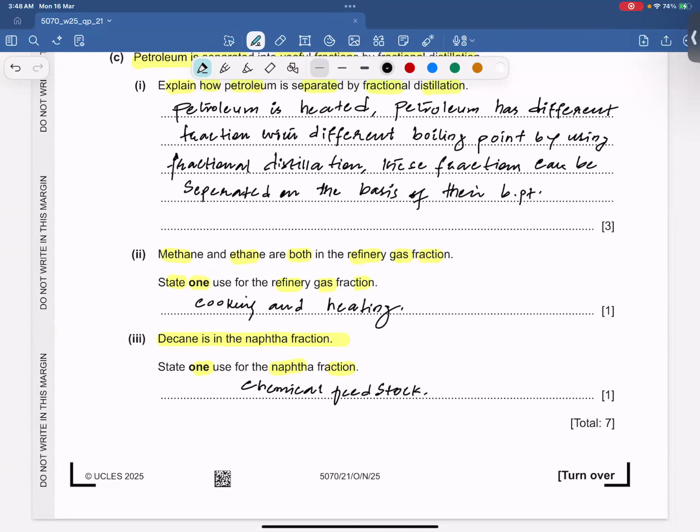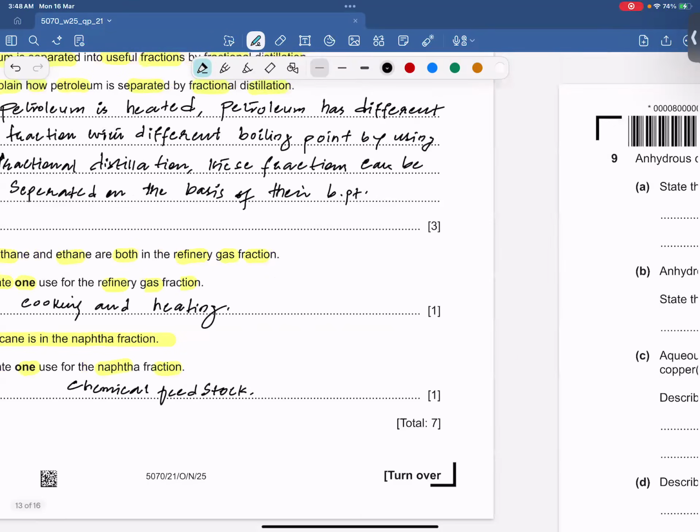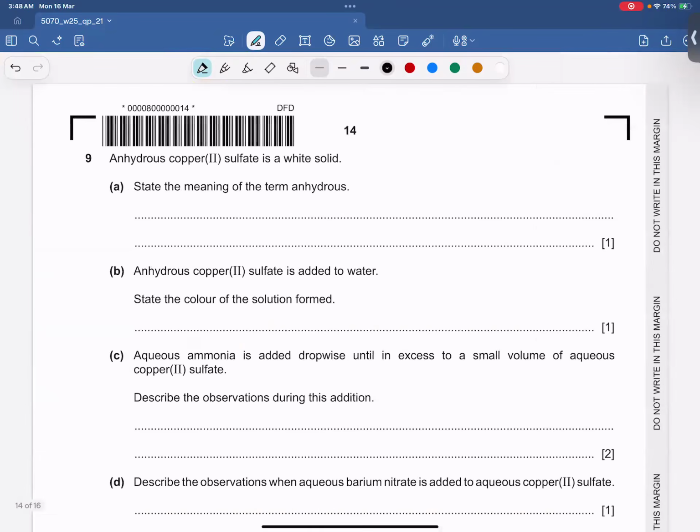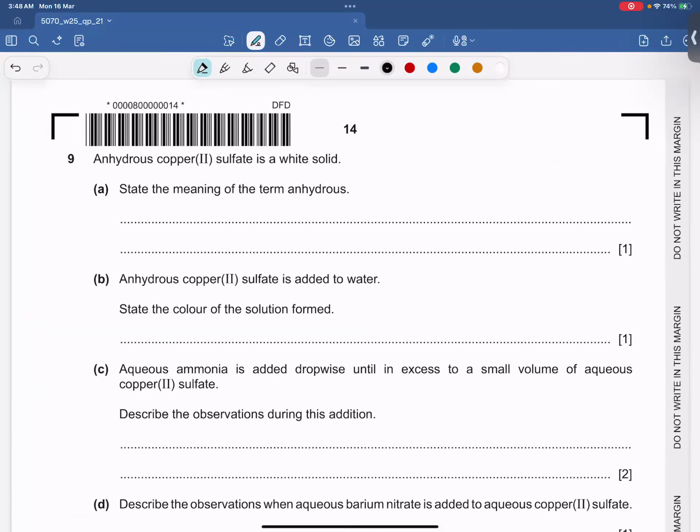All right. Let's move on to the next question. How many questions does this paper have? Total 10 questions. State the meaning of the term anhydrous. I've given you this instruction in the class. Anhydrous means without water. Hydrous means with water.